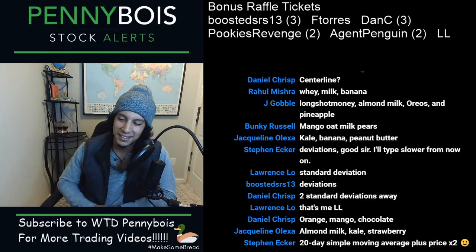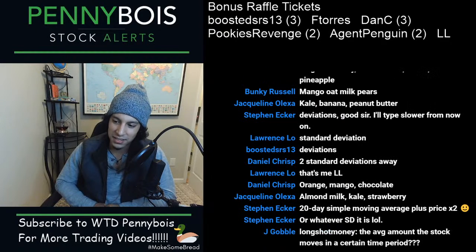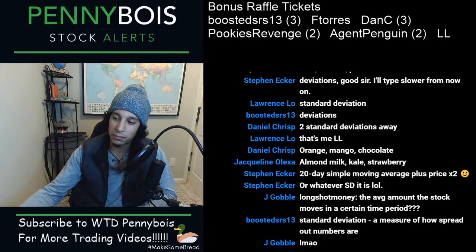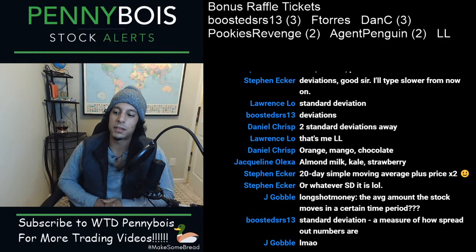So Pookie's actually went literal with it. So it's a 20-day simple moving average plus price times 2. And measure how spread out numbers are. That's a good way of putting it. Long shot money. The average amount the stock moves in a certain time period.